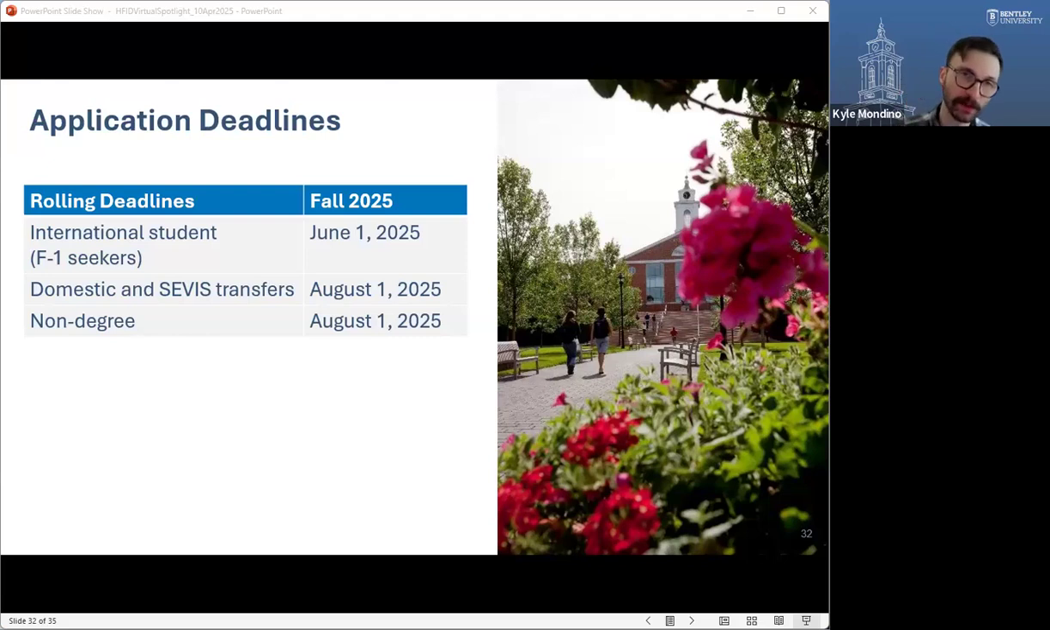Additionally, earlier in the cycle, we tend to have more scholarship funds available. And so if scholarship is something that's really important to your decision, making sure you get your application in allows you to have better scholarship consideration.